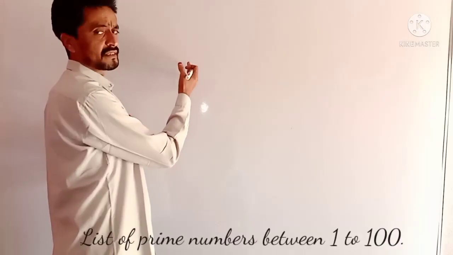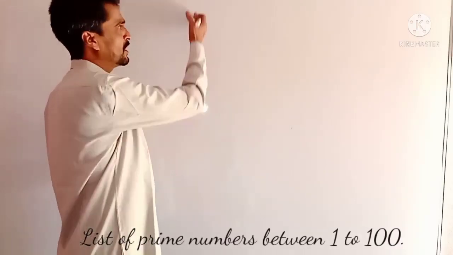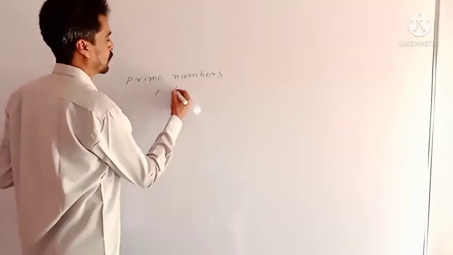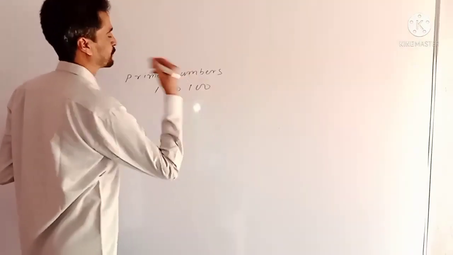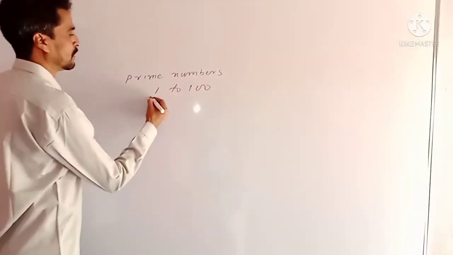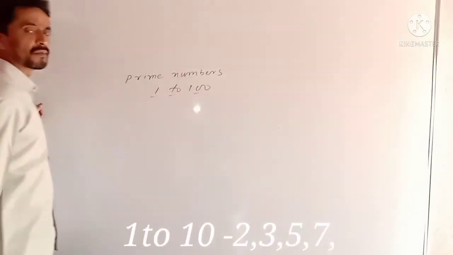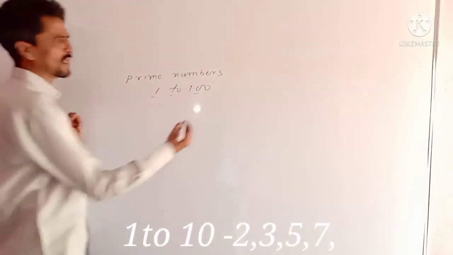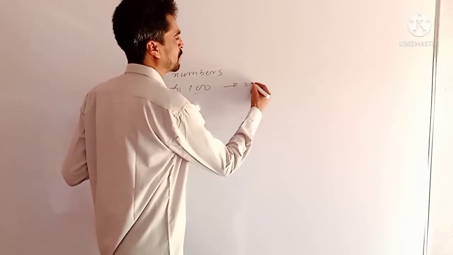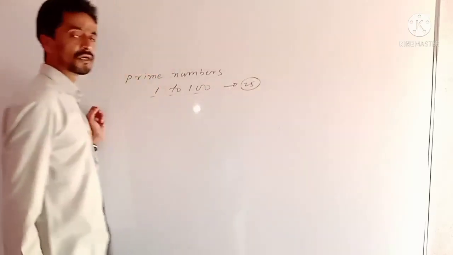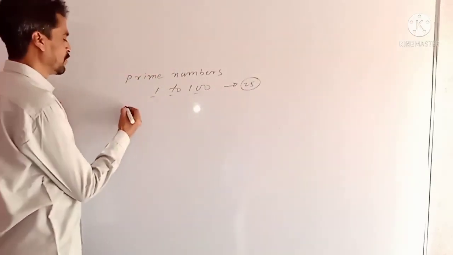Like first class, second class, we do not need to write 1, 2, 3, 4, 5 like that, 1 to 100. So 1 to 100. Let's see what the prime numbers from 1 to 100 are. I told you that there are 25 prime numbers. How many? 25 prime numbers.